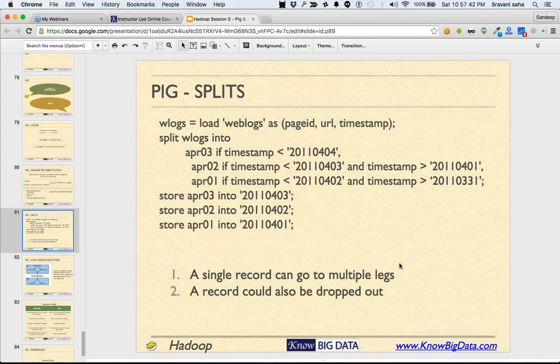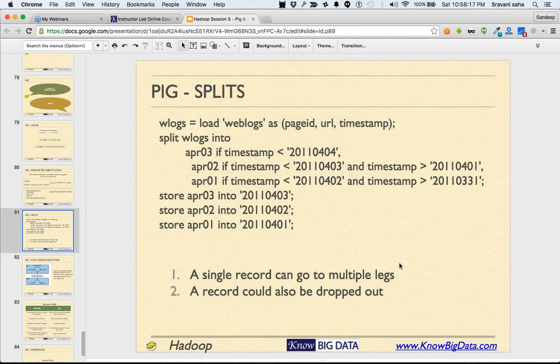Now, Pig also provides splits. Although splits are something you can emulate yourself by putting in filters, splits are very, very powerful and useful. If you have a big data set and you want to create multiple data sets out of it, you could use a split. Let's say wlogs equals load weblogs as page ID, URL, and timestamp.